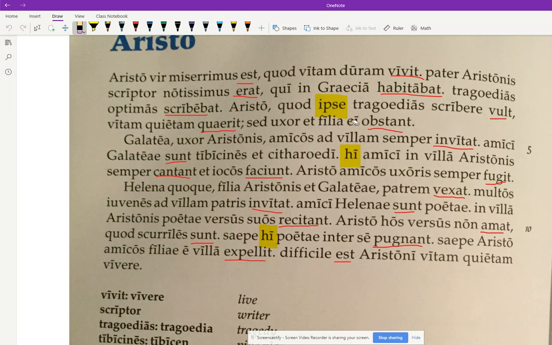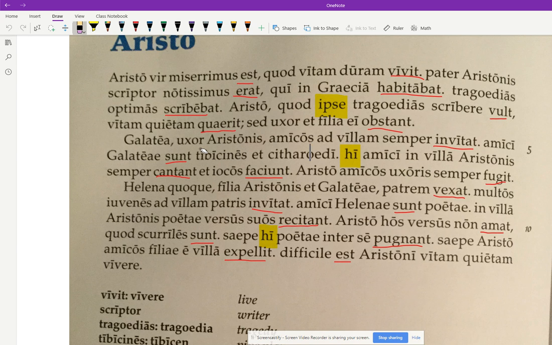Sed uxor et filia ei obstant, but his wife and daughter block him. Women, right? But his wife and his daughter obstant block him. So obstant takes the dative. So ei is dative because it's the object of a special verb. A lot of verbs have prefixes, as this does. Ob as a prefix will take a dative in one way or another. Right? So there'll be a dative involved. So takes a dative here, ei. So his wife and his daughter block him, prevent him.